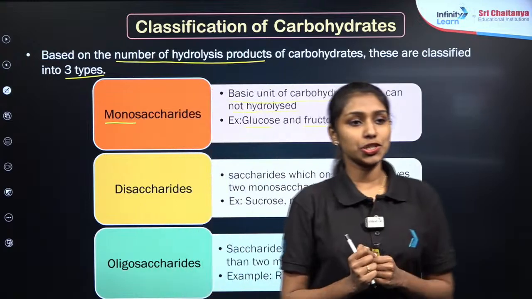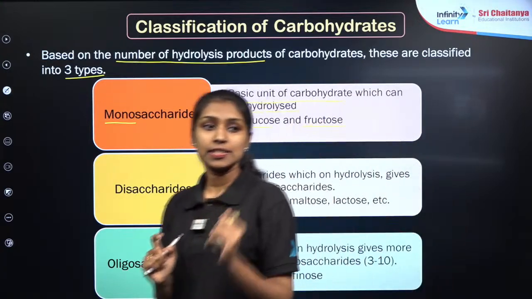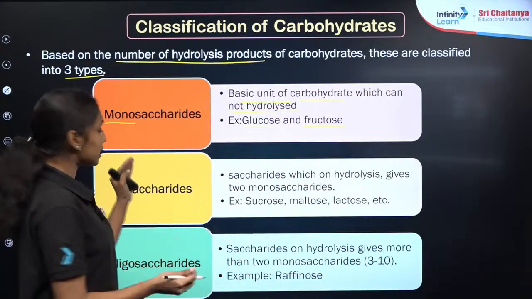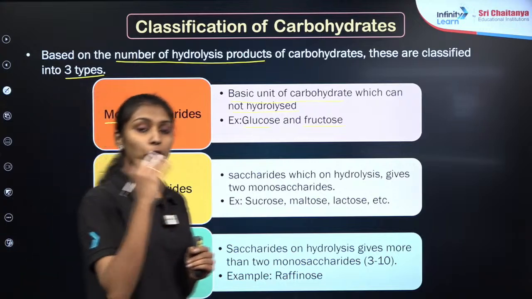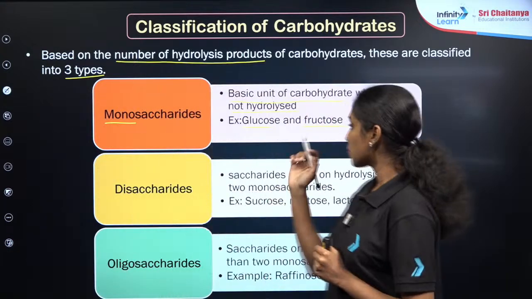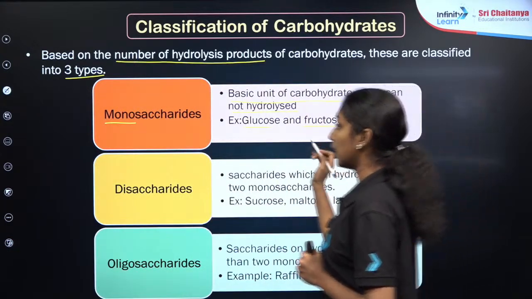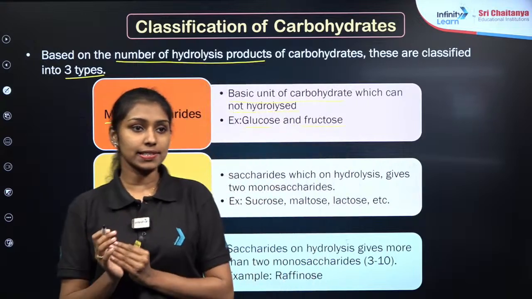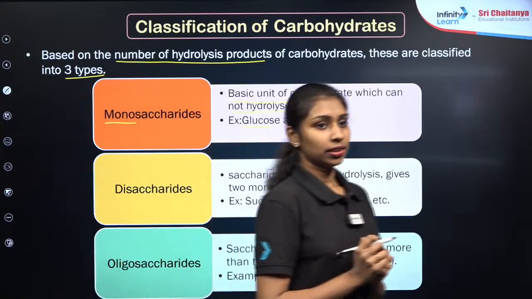Yes, Priyanshu, mono means one, right? So we can say that it is the simplest unit. It cannot be hydrolyzed further. So glucose and fructose are the examples of monosaccharides, right? Clear?